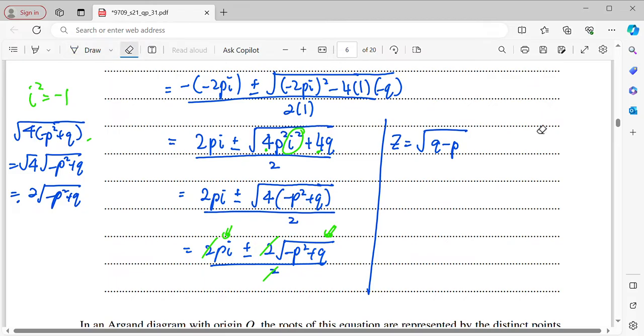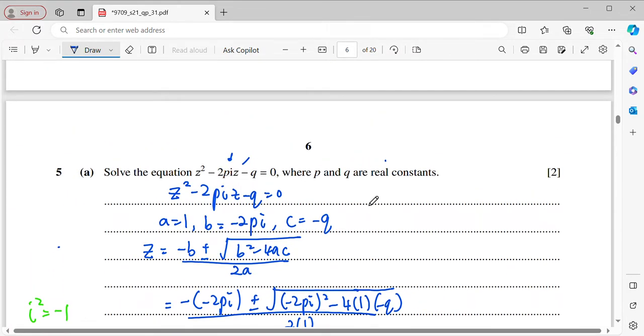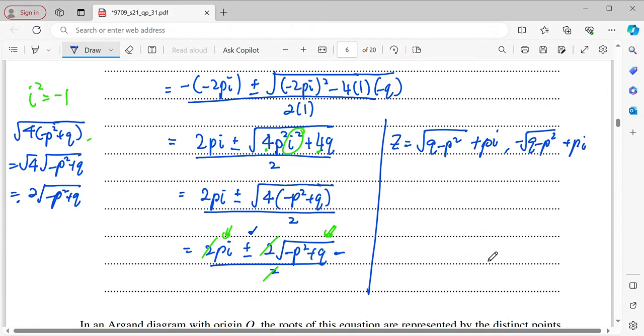it should be q minus p squared. Okay, I just rearranged this. Then plus pi, because I consider when it is a plus, and the other one is minus. So these are my 2 roots, when you solve the quadratic equation.